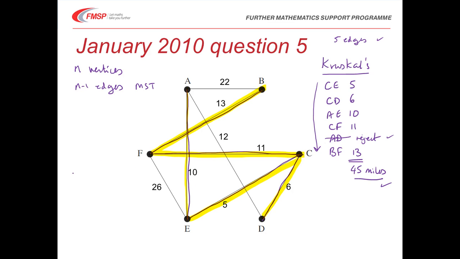Well, before I go on then, let's just reflect again about that question 4, where the question is, under what circumstances would AD form part of your solution? Well, why did we reject AD? That's because it was going to complete a cycle. And what was the cycle? It was going to be A, D, C, E, and then back to A would have completed a cycle.